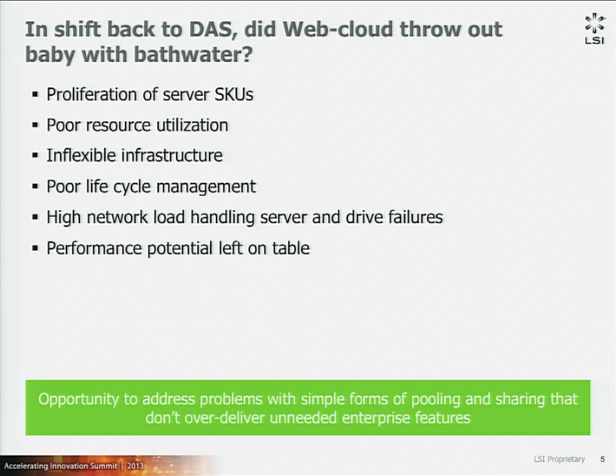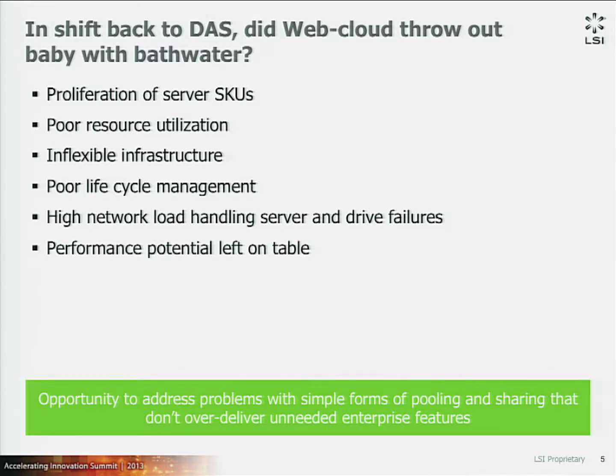So one of the challenges with the web cloud was proliferation of server SKUs. Typically a data center might need half a dozen different SKUs of servers in order to run their applications. Some of those might be high compute, some would be storage rich, and then different blends in between. So you had similar problems with poor resource utilization, where an application running on one server might be running very well, but on a different server, you need more storage or less storage. And once you've ordered it and put that server in place, it's really difficult to change. So your infrastructure tends to be inflexible, and it's difficult to manage the life cycle.